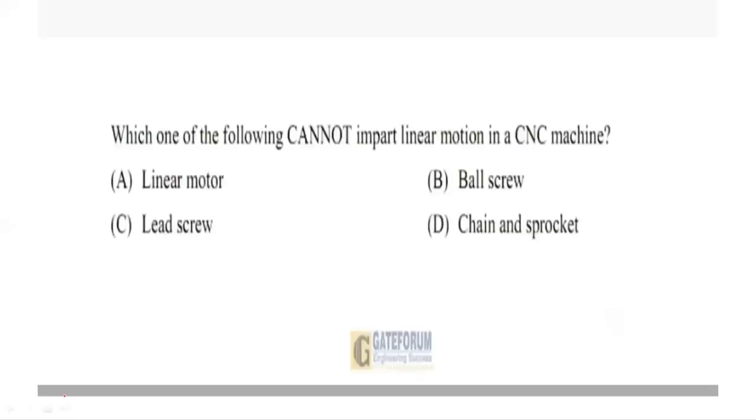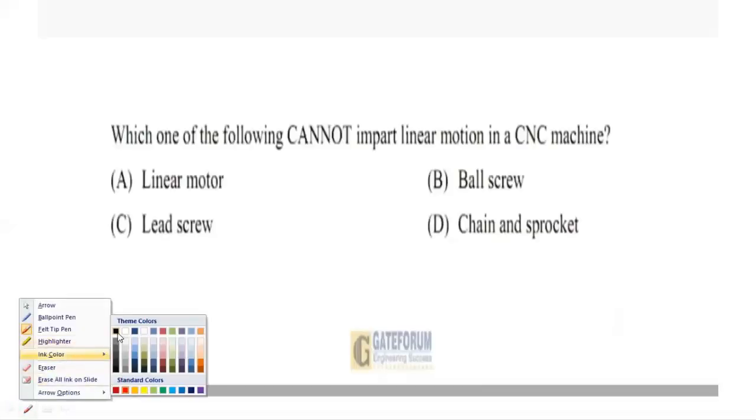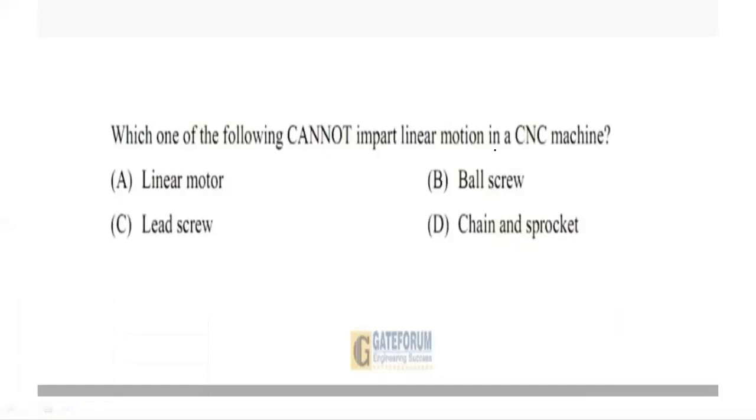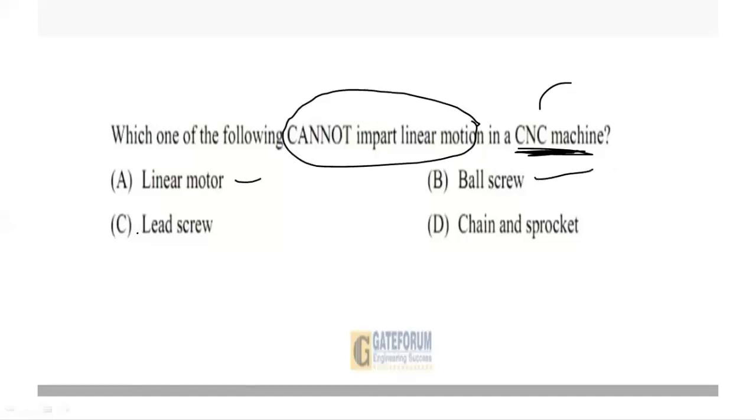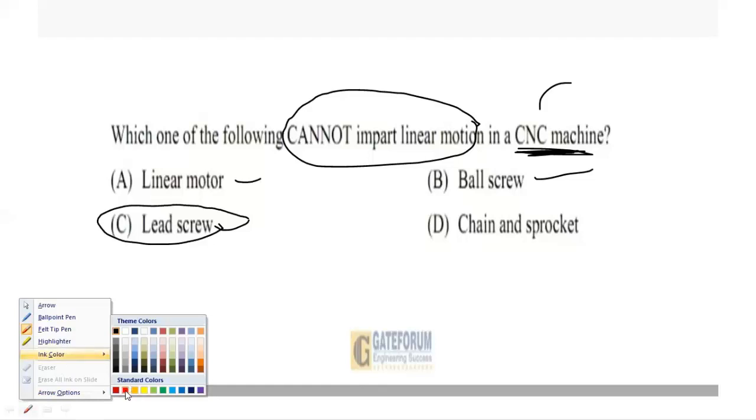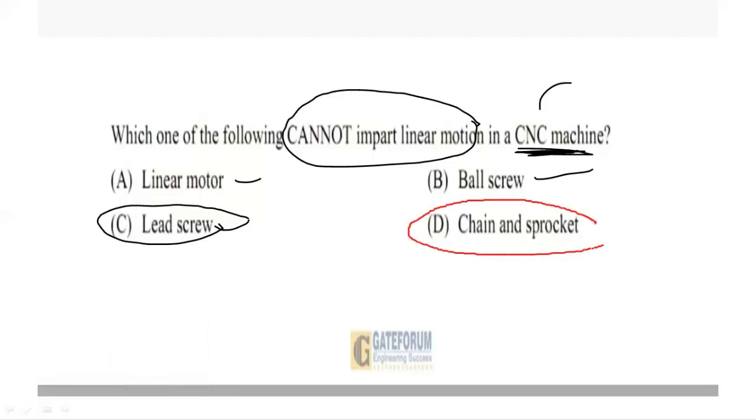Now come to the next question. My dear friends, that is the question: which one of the following cannot impart linear motion in a CNC machine? That question is from manufacturing, but let us consider it. If you talk about a linear motor, yes, it is going to impart linear motion. Ball screw, yes, linear motion. Lead screw, yes, this also gives linear motion. But my dear friends, the chain and sprocket is never going to give linear motion in the CNC machine. That's why it does not impart it.